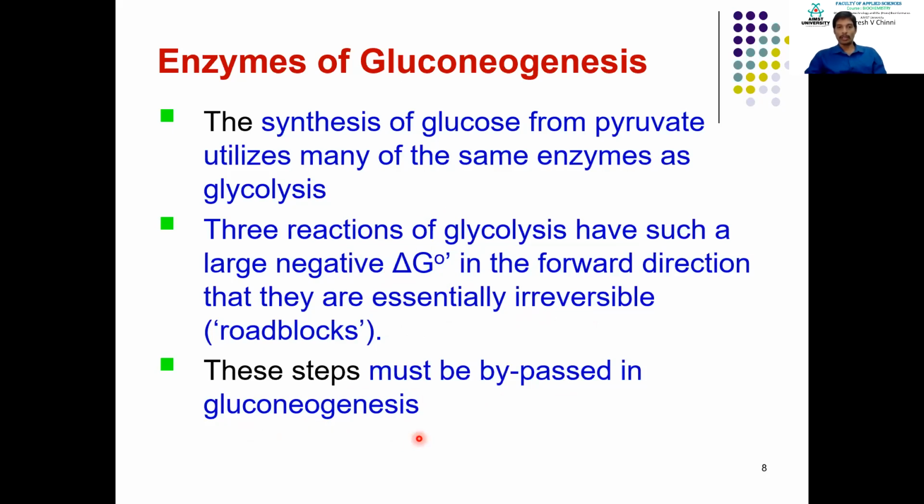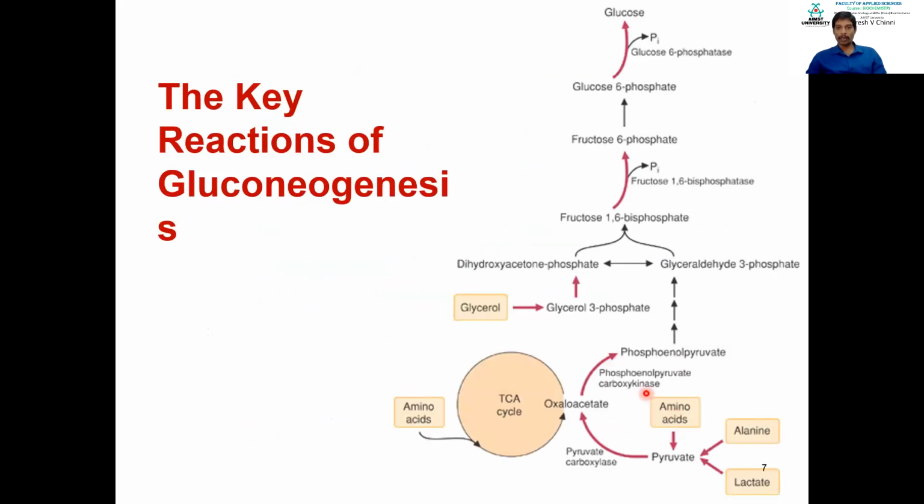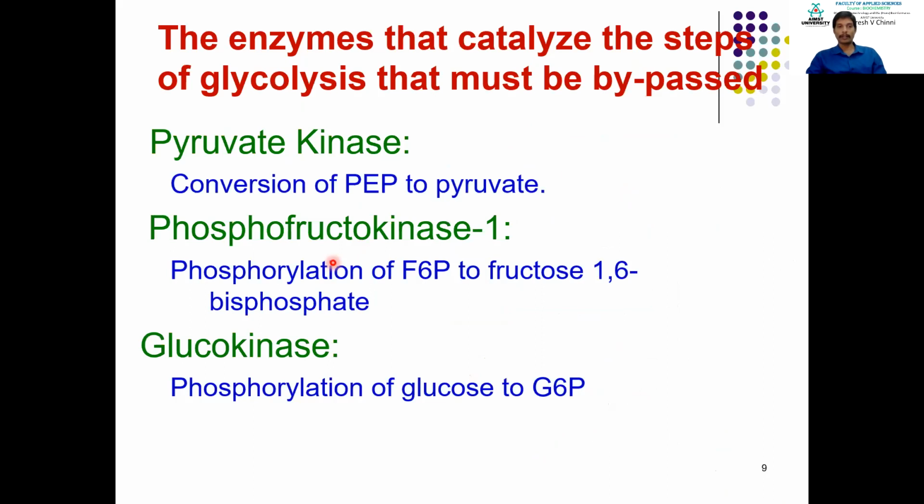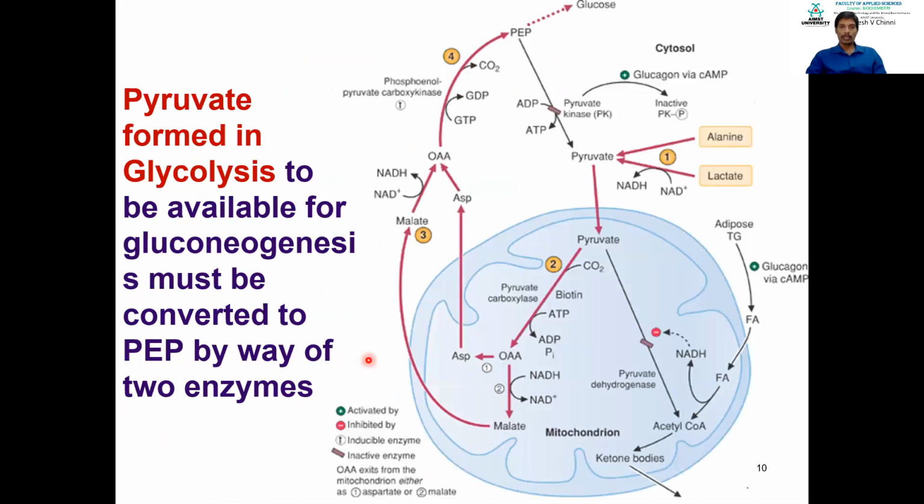As mentioned in the previous slide, these steps, pyruvate to phosphoenol pyruvate, fructose 1,6-bisphosphate to fructose 6-phosphate, and glucose 6-phosphate to glucose, require a different strategy than glycolysis. The remaining steps are just like glycolysis. What are these three different enzymes? Pyruvate kinase, which in glycolysis converts phosphoenol pyruvate to pyruvate; phosphofructokinase, which converts fructose 6-phosphate to fructose 1,6-bisphosphate; and glucokinase, which converts glucose to glucose 6-phosphate in glycolysis. But these three enzymes cannot be used in gluconeogenesis. What is the alternative?